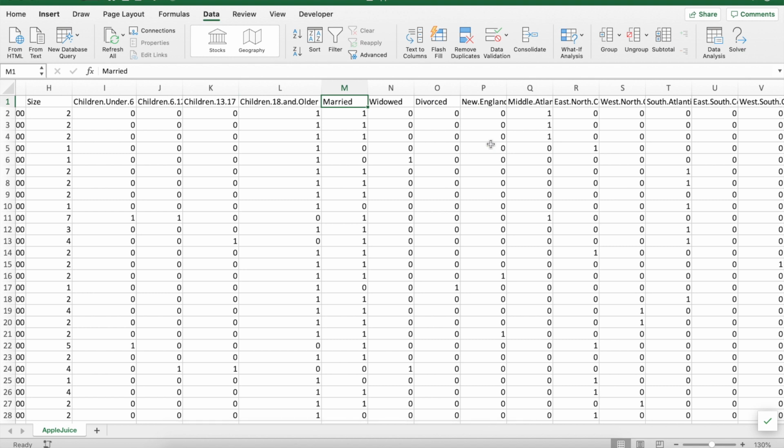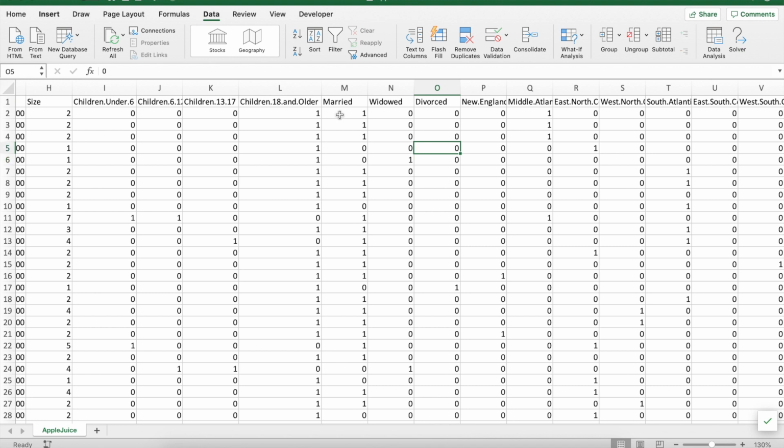In a similar way, we have 3 dummy variables on the marital status of the household. So first we have married, a dummy variable equal to 1 if the head of the household in this purchasing decision is married, equal to 0 if they're not married. Widowed equals 1 if that person is widowed, 0 otherwise. And divorced equals 1 if that person's divorced, and 0 otherwise.